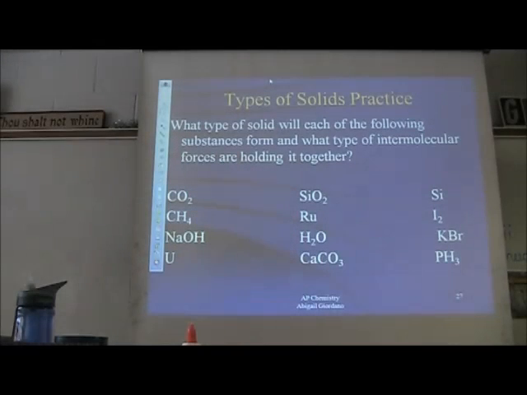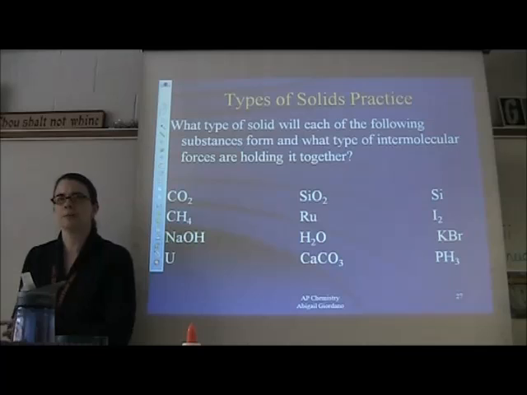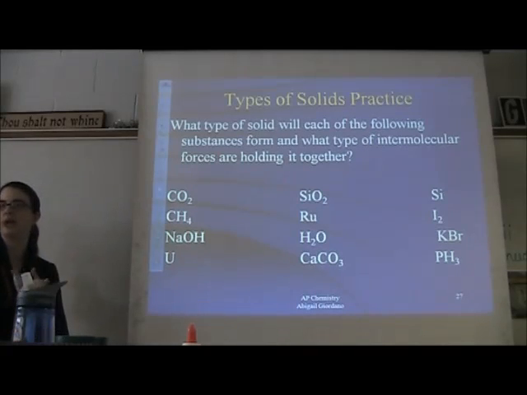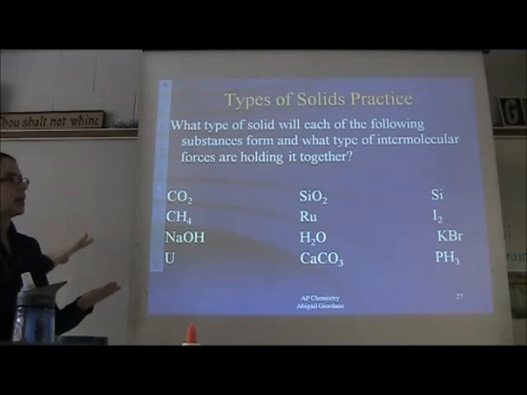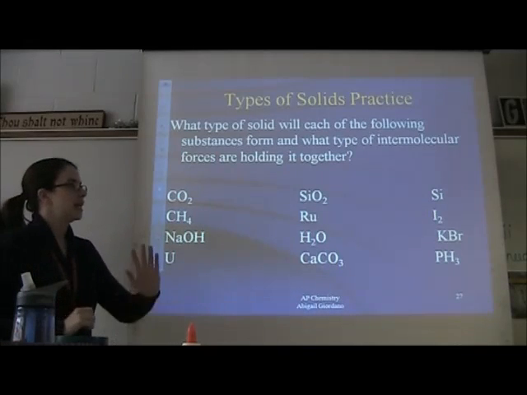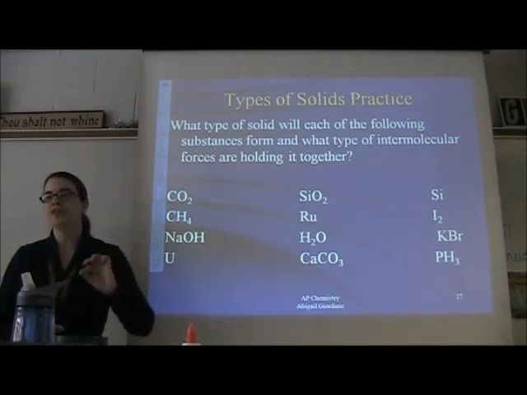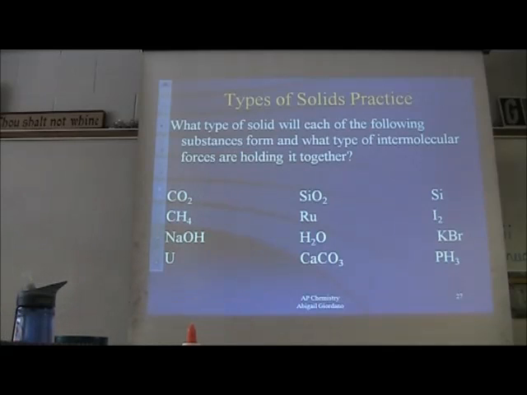So here's what I want you to do. You've got a list of substances here. First thing I want you to do is tell me, what type of solid is it? Is it an ionic solid, a molecular solid, metallic solid, network solid? What is it? If, and only if it is a molecular solid, which means it is what type of compound? Covalent. If it's covalent, I want you to also tell me what intermolecular forces are at play here. Go. Do science.